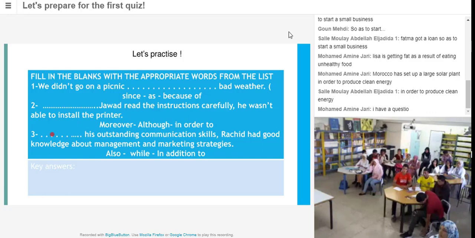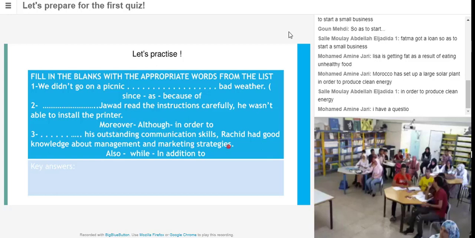Which linking word do you think we can use here? While. Hala says while. In addition to. Do you agree, the others? No, in addition to. Yes, in addition to, I agree. Yes, right. So here we are just giving an idea about Rashid's skills. He has communication skills and we are adding to the communication skills his management and marketing strategies.